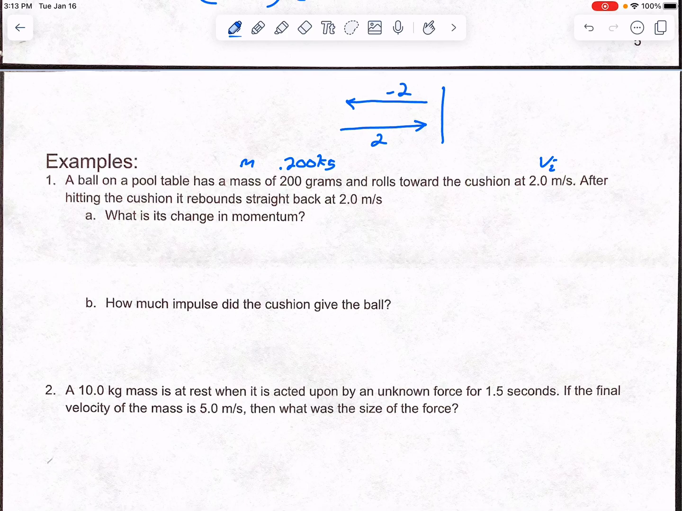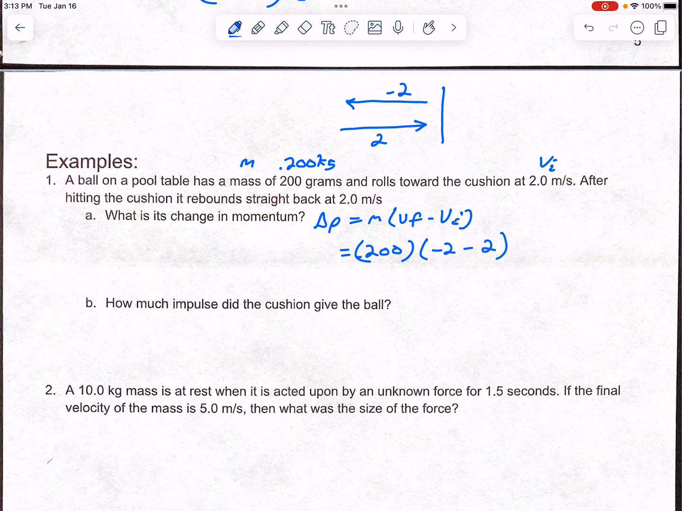So I want to know, what is the change in momentum? Remember, change in momentum, ΔP equals mass times VF minus VI. Okay, so we're just going to plug in. Mass is 0.200. VF is going to be -2 minus your initial, which is 2.